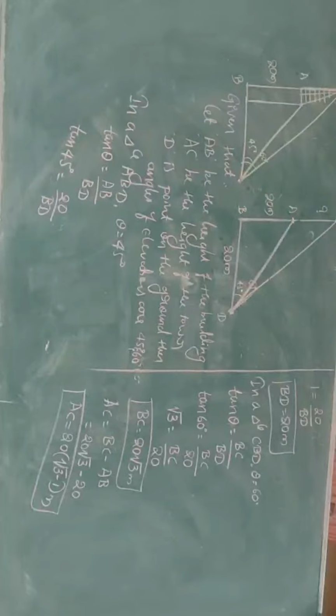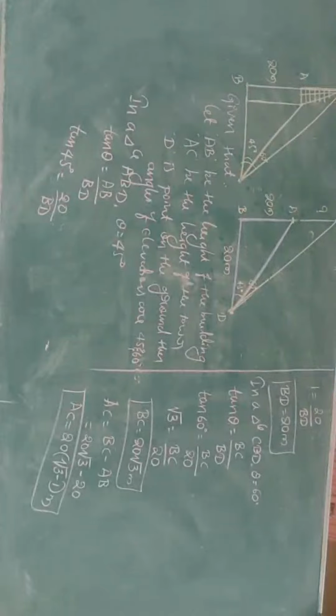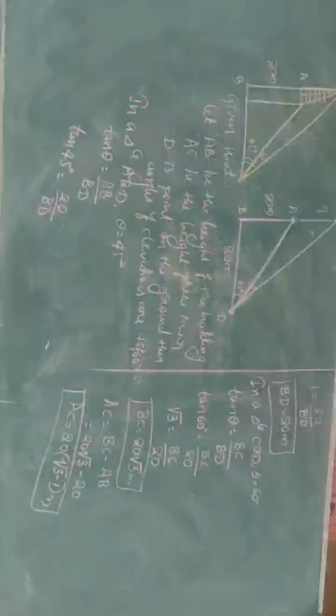Question number 8. A statue 1.6 meter tall stands on the top of a pedestal. From a point on the ground, the angle of elevation of the top of the statue is 60 degrees. And from the same point, the angle of elevation of the top of the pedestal is 45 degrees. Find the height of the pedestal. So what is a pedestal? A statue resting on a rock or big stones, that is called a pedestal.